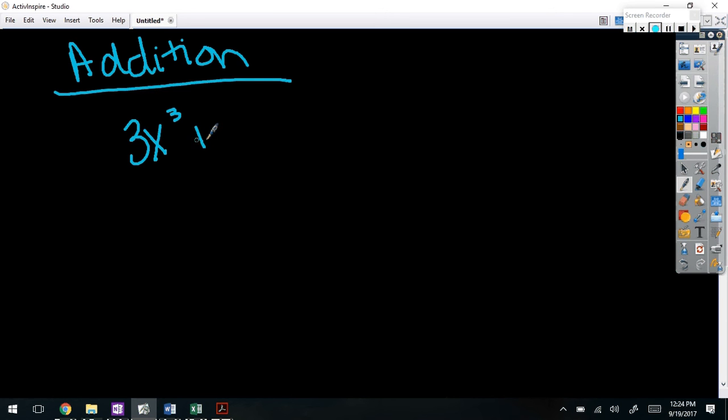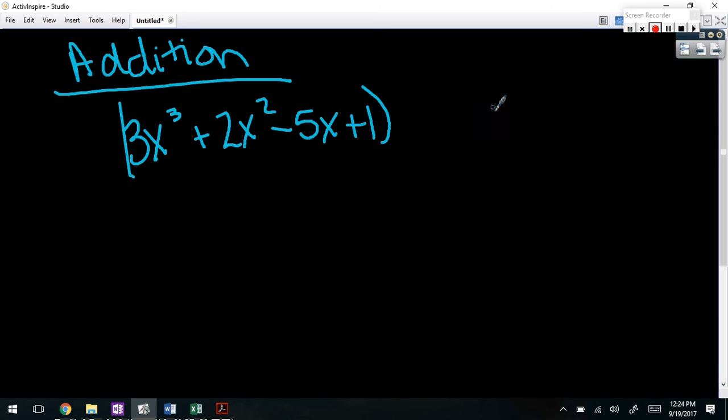So, for example, 3x to the third plus 2x squared minus 5x plus 1. Is that a polynomial? Yeah. Sure it is. I'm going to call that polynomial number 1. Polynomial number 2.